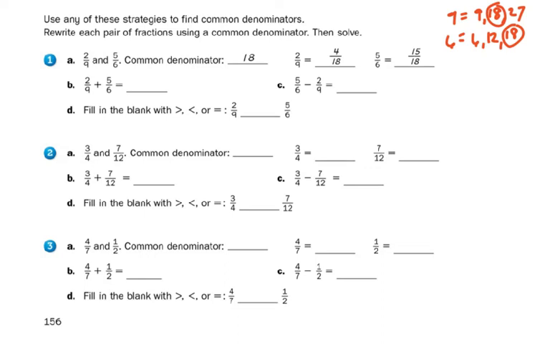Okay, B says, what is 2/9 plus 5/6? Well, we have the 2 fractions up here, so I'm going to add those together. 18 remains the denominator. I add the numerators: 15 plus 4 is 19. That's called an improper fraction, when the top number, the numerator, is larger than the denominator. So I'm going to change this to a mixed number and call it 1 and 1/18.